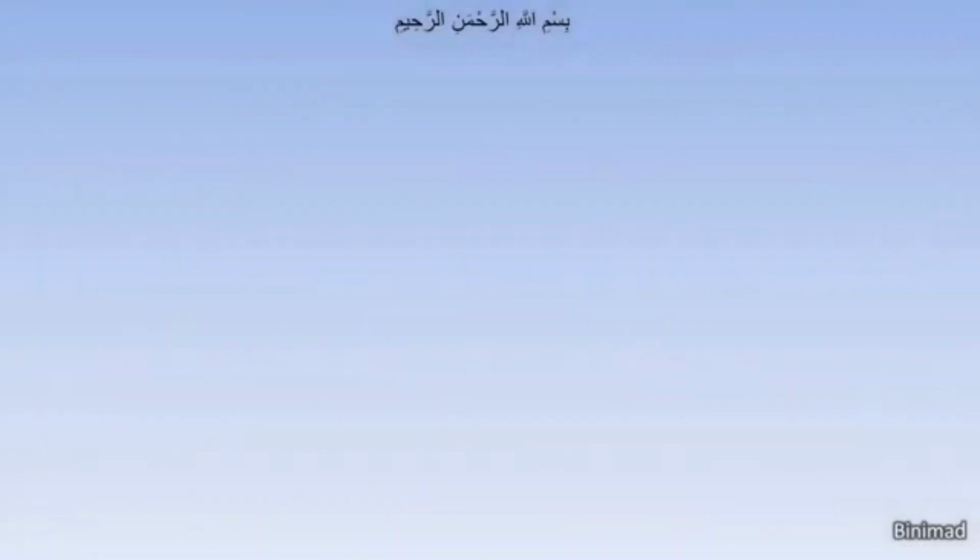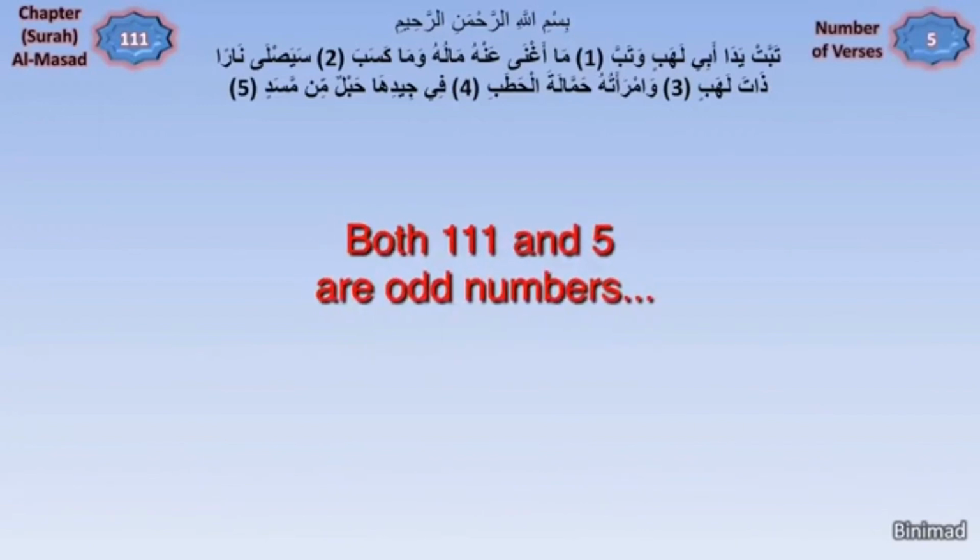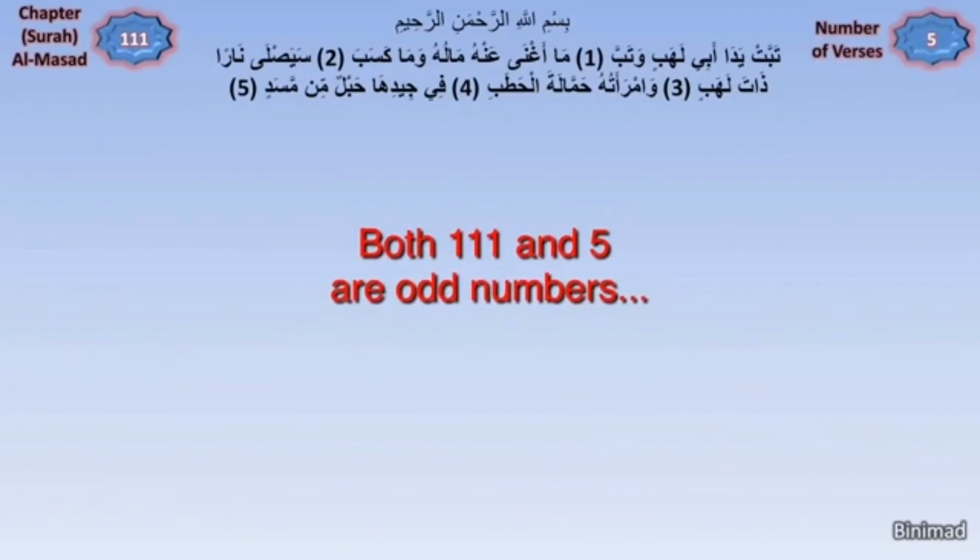Surah Al-Masad is chapter 111 in the Qur'an and is only 5 ayat, i.e. verses, long. The strange observation is that they are both odd numbers. So is this a thread to follow?